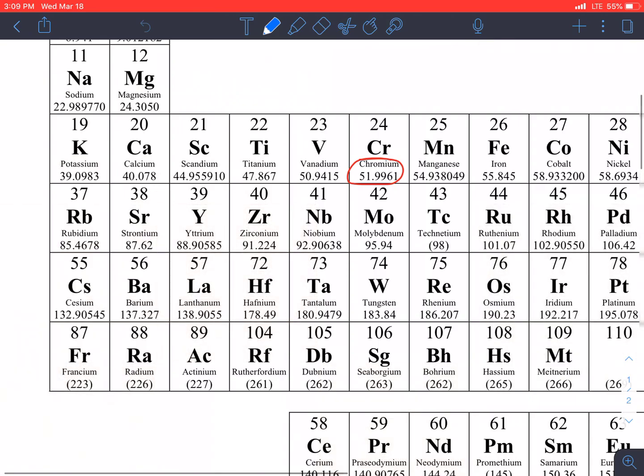So remember, when we take the mass of a particular element, let's say chromium, we're not going to keep all of the decimals here. We're just going to keep the whole number. So 51.9961 would round to 52. And when we use the mass, even in compounds, we're going to use 52 instead of that 51.